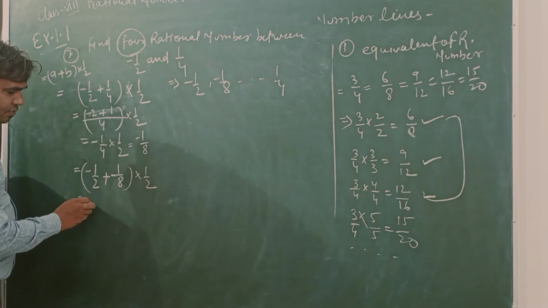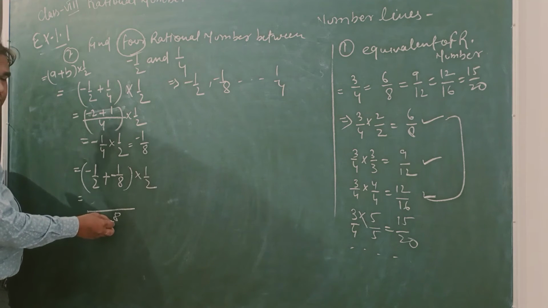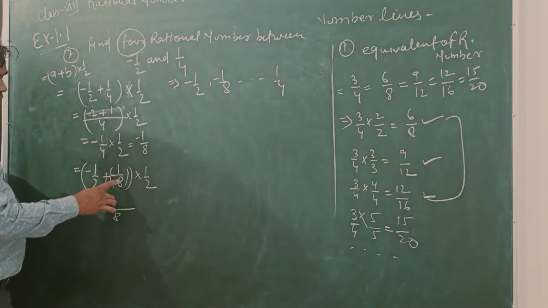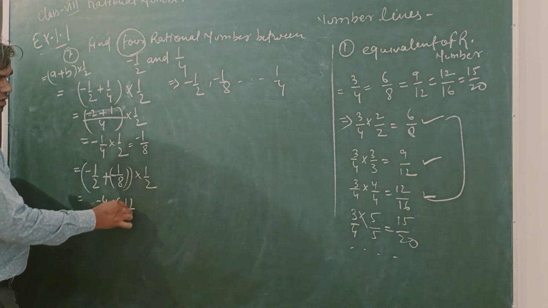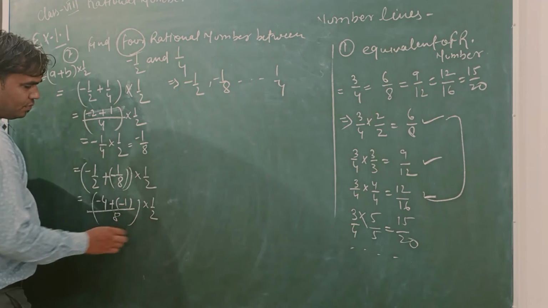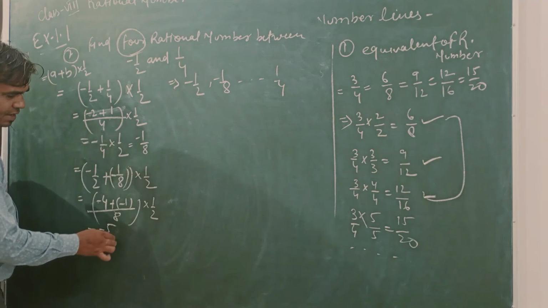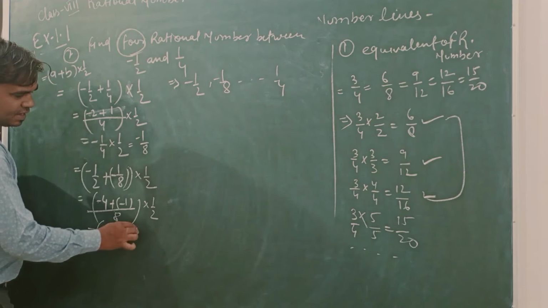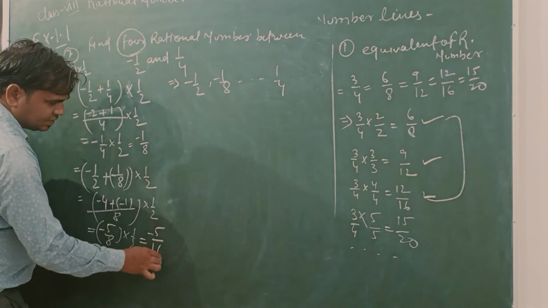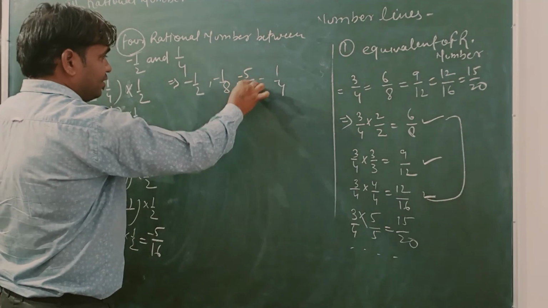So after that, you see we take LCM 8. So 2 fours, so minus 4, plus 1 time, so minus 1. And here you see multiplied by 1 over 2. So minus and minus, minus 5 over 8, and multiplied here by 1 over 2. It means to say minus 5 over 16. So this is the minus 5 over 16.